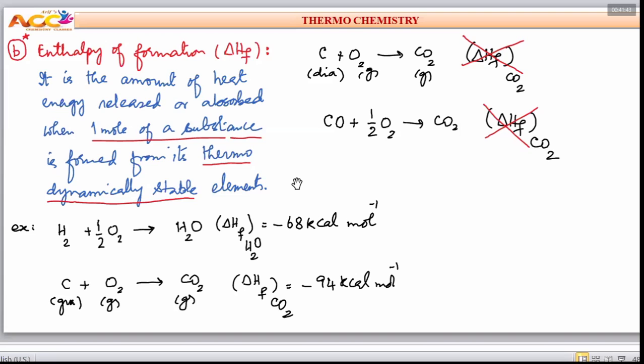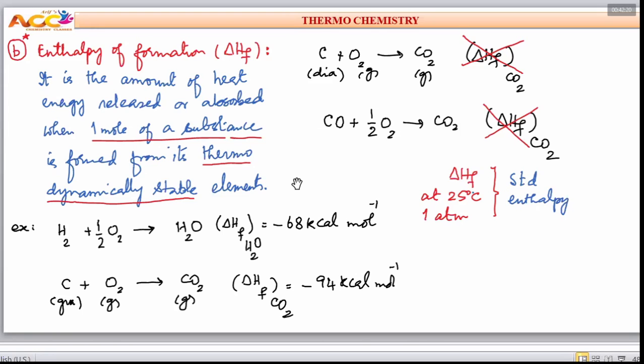Suppose you are measuring the enthalpy of formation. I think your examples are clear now. One mole of substance formed from elements in their thermodynamically stable form. Suppose I am measuring the enthalpy of formation at 25 degrees centigrade temperature and 1 atmosphere pressure. If it is so, remember, this is known as standard enthalpy of formation.